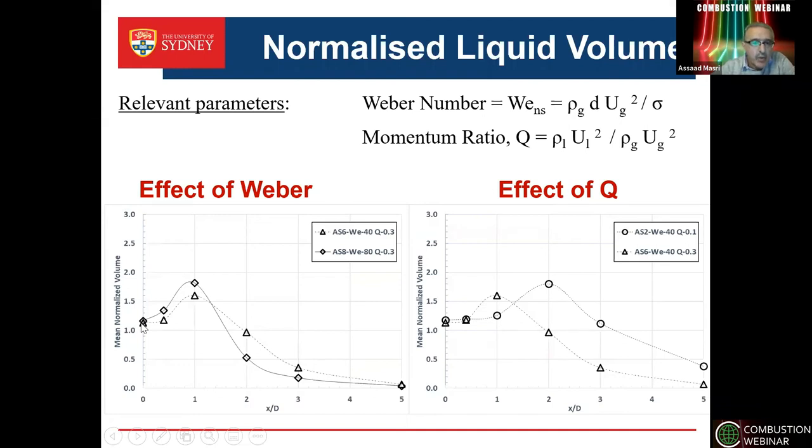Essentially, you start with the liquid core, and then because of the fragmentation, the volume increases, because now you're shedding a lot of fragments and filaments as the atomization process takes place. And then as the process is completed, the normalized volume decreases to a low value. That same process is shown with the effect of Q, except that what it's saying is that at higher momentum ratio, it happens much quicker.